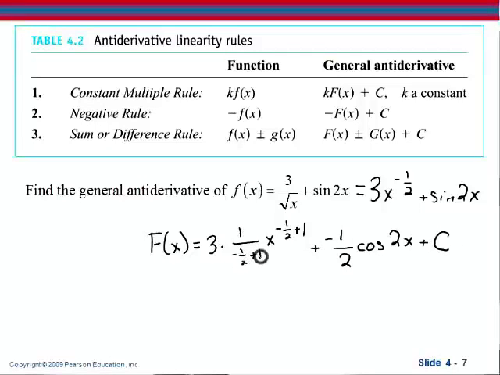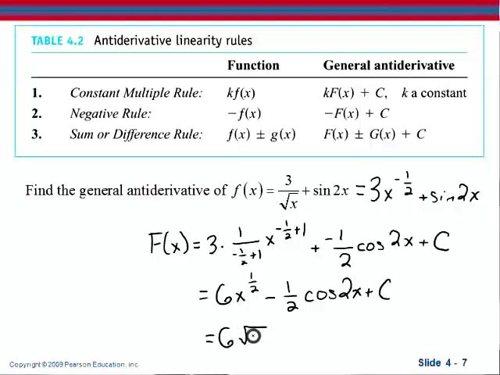Now here, this we've had several times before, and we got 2 on the last slide. So this is 3 times 2 is 6. X to the -1/2 plus 1 is +1/2. Plus negative is -1/2 cosine of 2x. We can leave it like this, or if you want to go back to the original notation, that would be 6 square root of x -1/2 cosine 2x plus c.